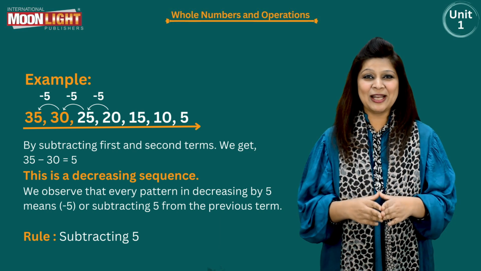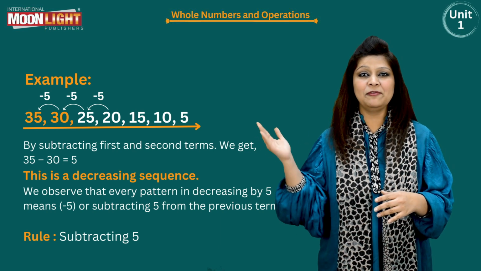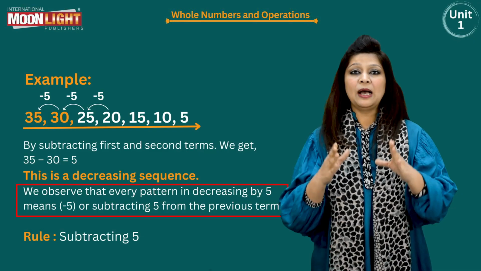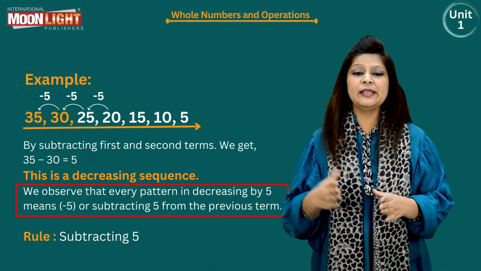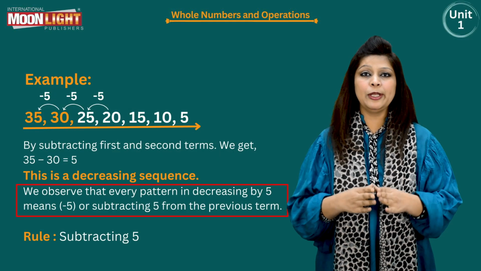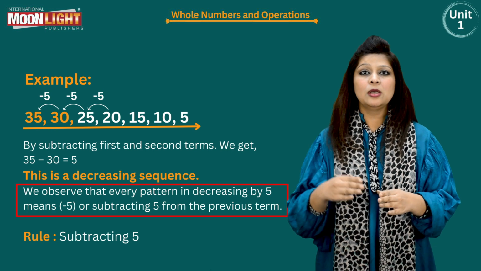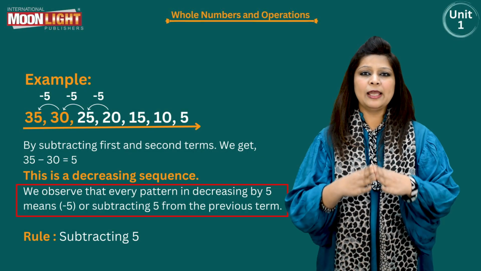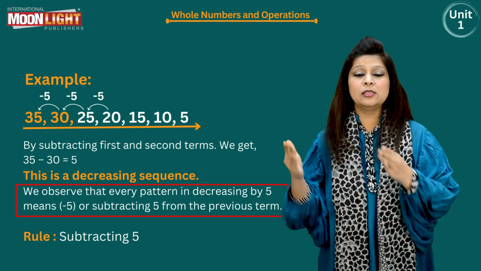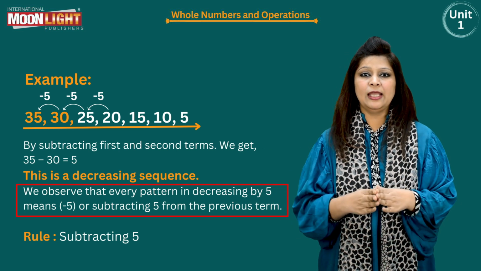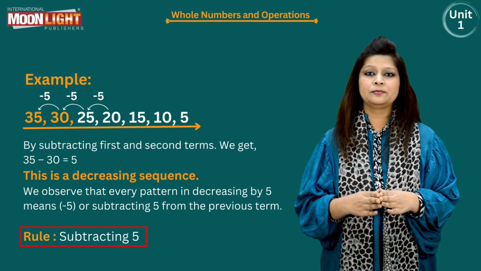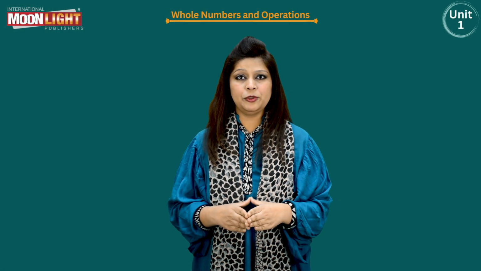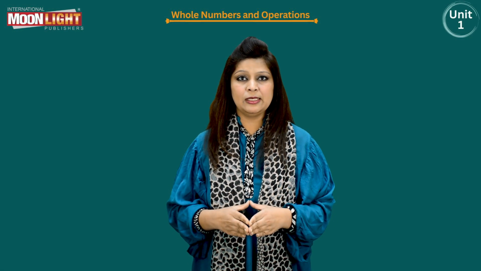By subtracting 5 from the term, I will get the next number, 30. By observing the pattern, we see that every term is decreasing by 5. This means we are going to subtract 5 to get the next term. If I ask what the rule for this pattern is, then I will tell you that the rule is subtract 5. Students, hope this concept is clear to you now and you are going to practice it as well.